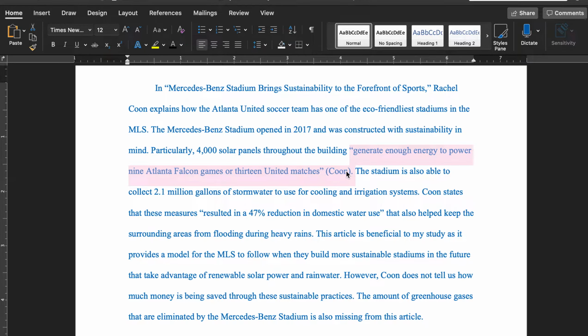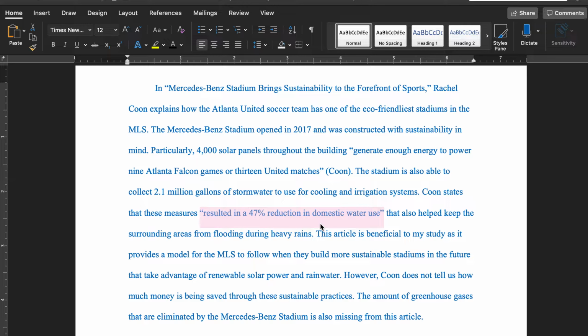But this is also important to note because my direct quote talks about a fact from the article that shows that this work they're doing at the Atlanta Falcons Stadium, or the Atlanta United Stadium, is helping become more sustainable, right? You'll see the same was chosen here. Kuhn states that these measures, quote, resulted in 47% reduction in domestic water use. So again, these two direct quotes that I utilize are helpful because it shows us that this article in particular has a solution that we can use for our essay.